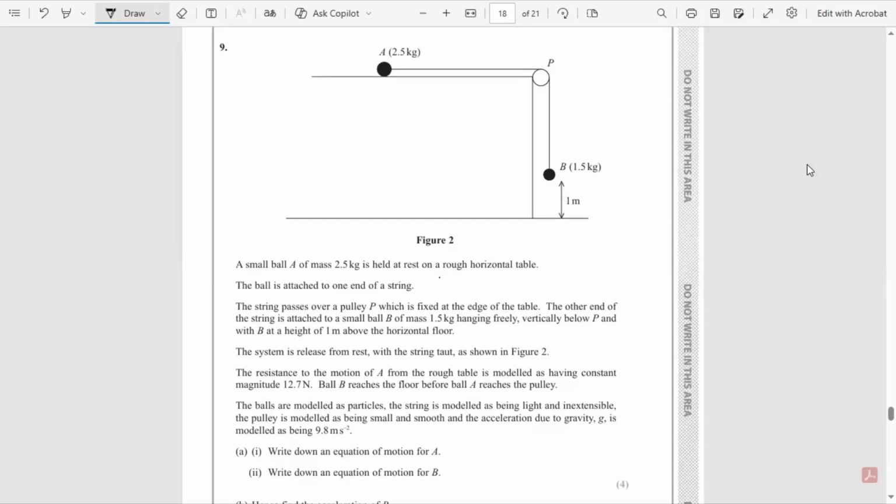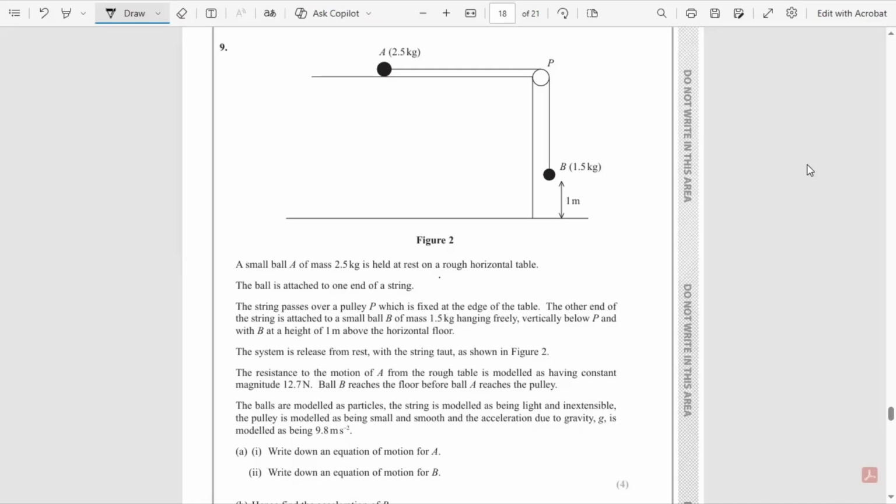Hi everyone. So in this video, we're going to work through a Year 12 mechanics question from the AS sample paper on pulleys. So we have here a small ball A of mass 2.5 kilograms, and this ball is held at rest on a rough horizontal table.